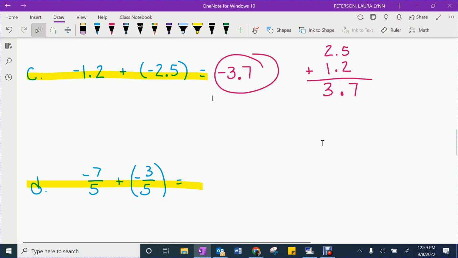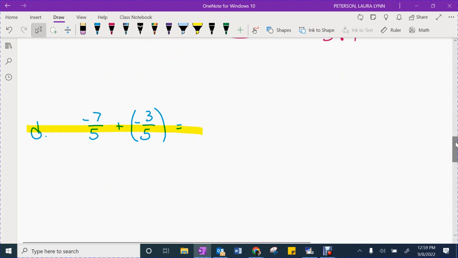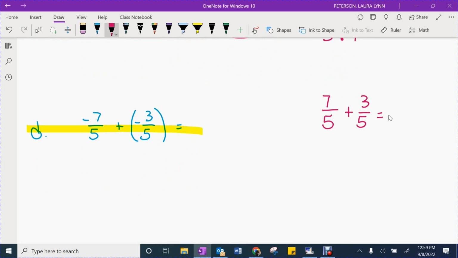D. We have fractions again. Make sure you have a common denominator, and we do, so that's good. Decide, are you adding or are you subtracting? Well, these are both negative numbers. One is negative 7/5, one is negative 3/5. Those are the same signs, so you actually add them. I do 7/5 plus 3/5, which gives me 10/5. Because of the same sign, we know our answer is going to stay negative. I'm just going to add that in now. So far, we have negative 10/5.